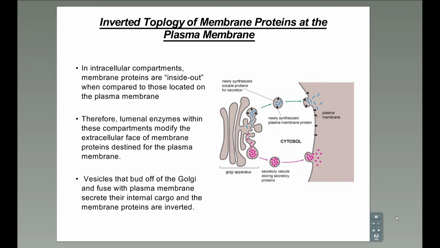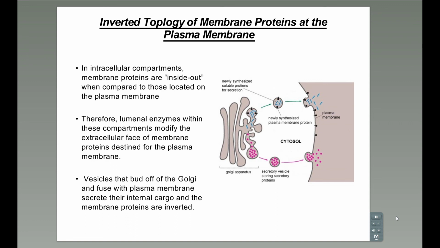All this time, the membrane proteins have actually been inside out in all of these intracellular components. What I mean by that is, if you look at the little black dot in these compartments, those are facing the lumen side. However, when you get to the plasma membrane, the black dot is facing out. This allows those luminal enzymes in the Golgi and the ER to modify the extracellular face of the membrane proteins.